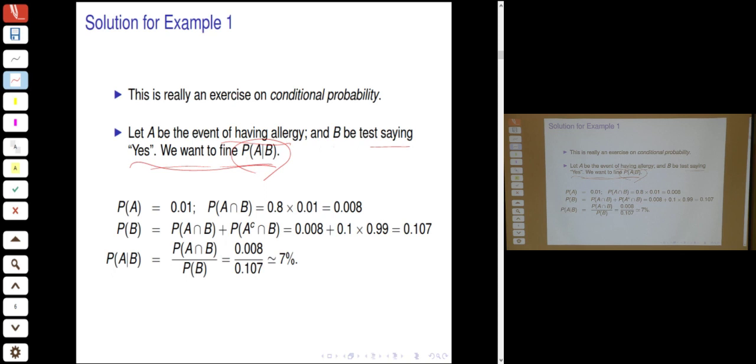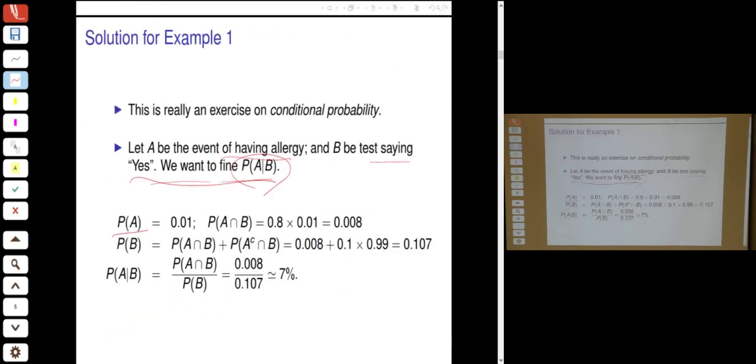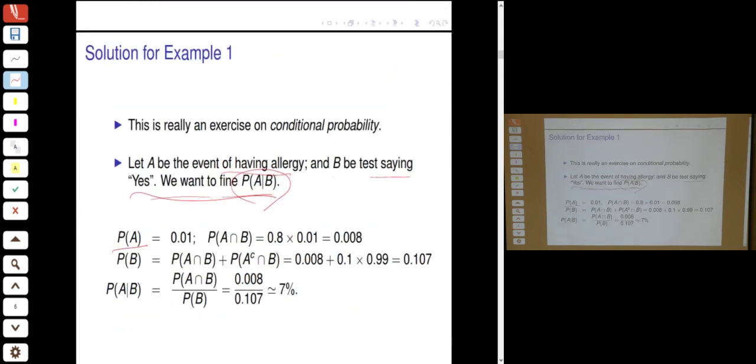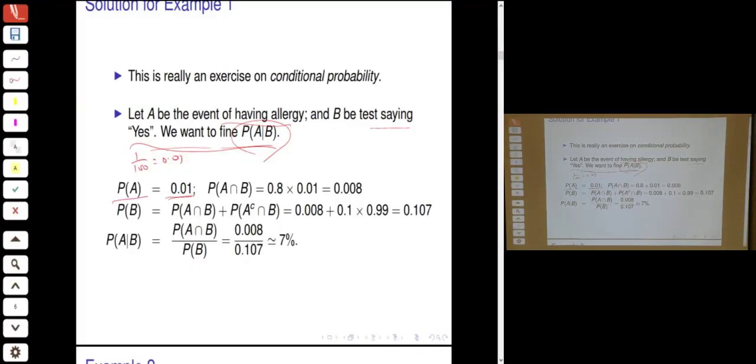So what is the probability of having an allergy? Well, 1% of the population has the allergy. So the probability of having an allergy is 1% converted to a fraction. So 1% is just 1 over 100, which is 0.01, right? So B is the test saying yes.